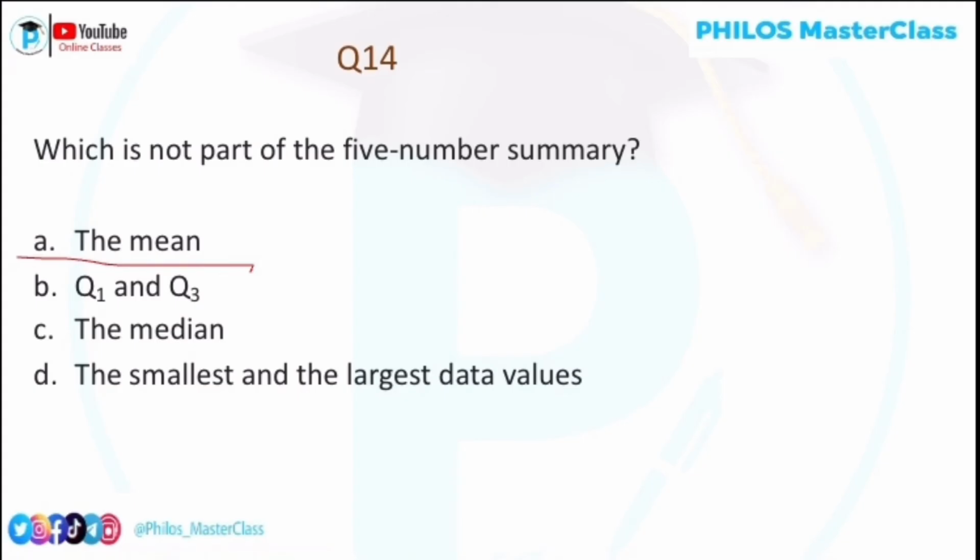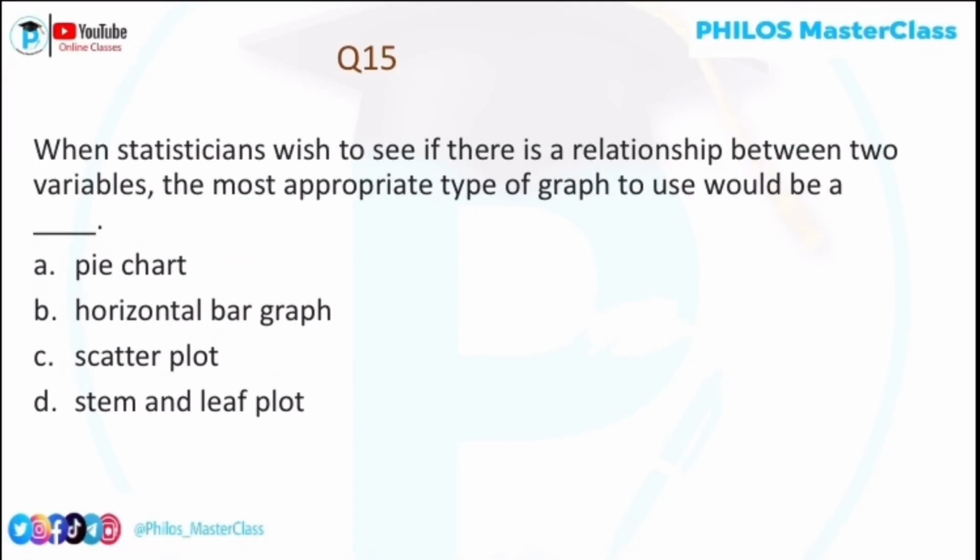So the five number summary are the first quartile, which is Q1, the third quartile, which is Q3, the median, which is Q2 or second quartile, the smallest, which is the minimum, and the largest data value, which is the maximum. So those are the five number summary. Okay, so let's proceed to the next question.